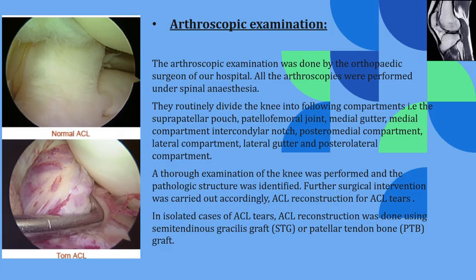A thorough examination of the knee was performed and the pathologic structure was identified. Further surgical intervention was carried out accordingly and ACL reconstruction for the ACL tears was done. In isolated cases of ACL tears, ACL reconstruction was done using semitendinosus gracilis graft or patellar tendon bone graft. The first image shows the normal ACL seen after the arthroscopy, and the second image shows the torn anterior cruciate ligament in the arthroscopic examination.